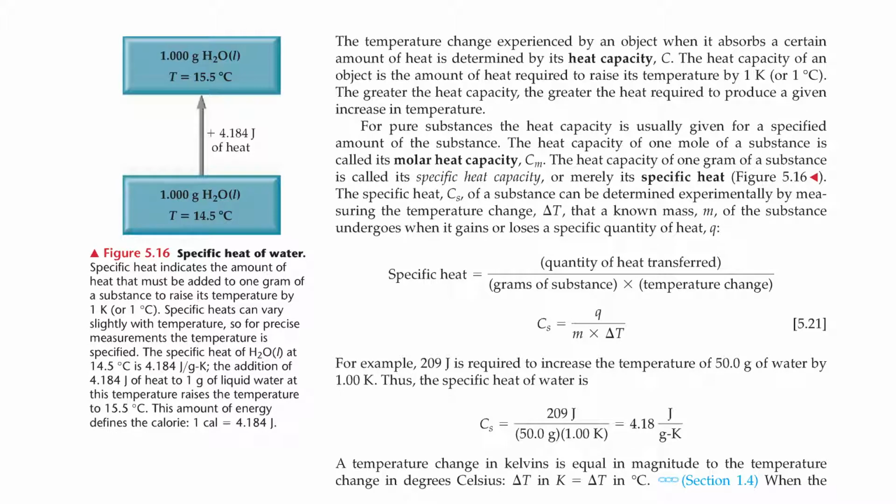Specific heat is the quantity of heat transferred divided by the product of the grams of a substance times its temperature change. For example, 209 joules is required to increase the temperature of 50 grams of water by 1 Kelvin. Thus, the specific heat of water is 209 divided by 50 divided by 1, equals 4.18 joules per gram Kelvin. The temperature change in kelvins is equal to the magnitude of the temperature change in degrees Celsius. Delta T in K equals delta T in degrees Celsius.